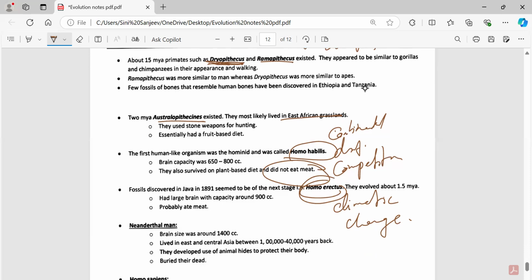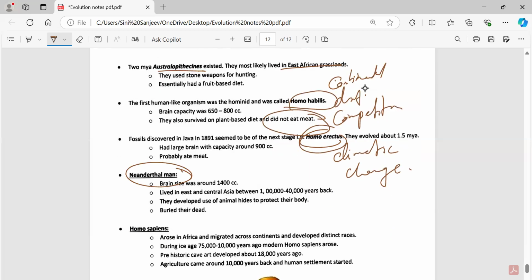Then came the Neanderthal man. The brain capacity of these men was much more compared to the other two. So they started putting clothes on their body. Okay, and when someone died, they used to bury them. Like that, all those things came. And they used to eat meat not raw, but by cooking it.